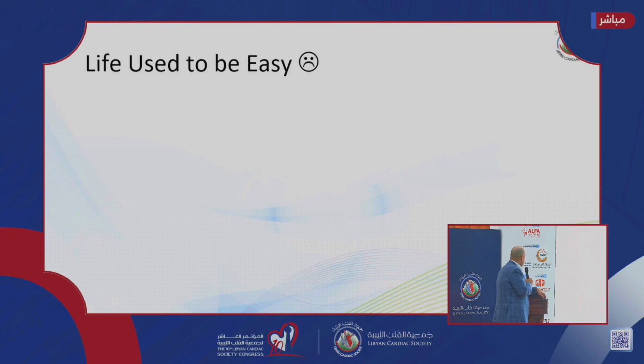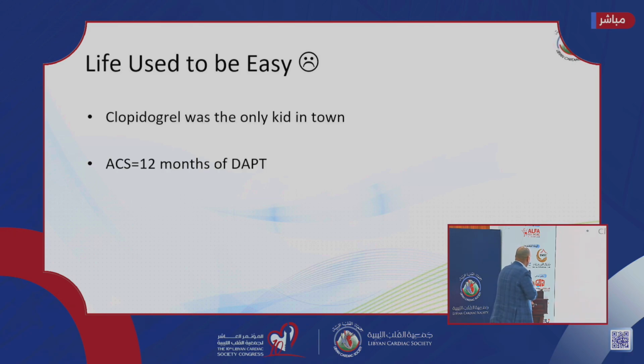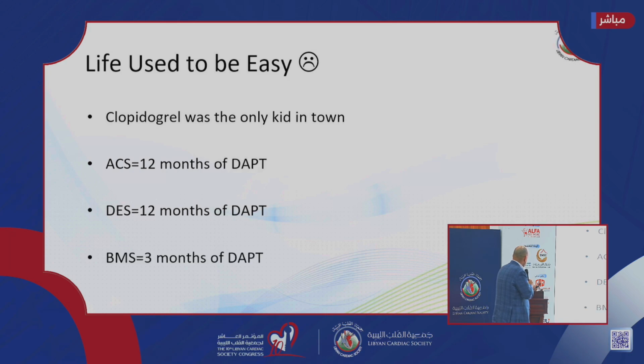Life was easy. We had Plavix, clopidogrel, that was it. If you presented with ACS, that was an automatic subscription for 12 months of DAPT. If you had a drug-eluting stent, that was an automatic 12-month subscription to DAPT, along with Netflix. If you got a bare metal stent, then we'd probably do 3 months of DAPT. And that was it. Those were the rules.